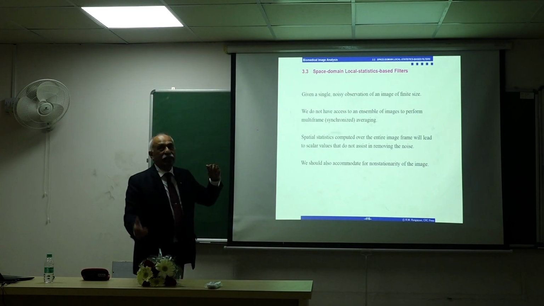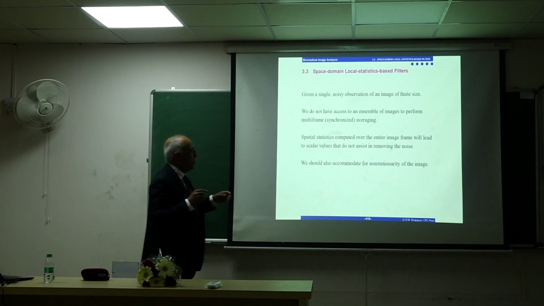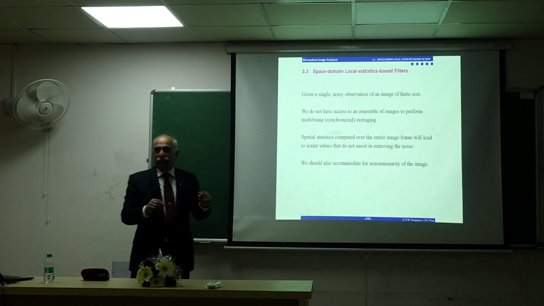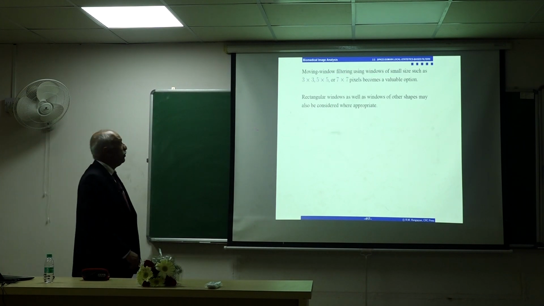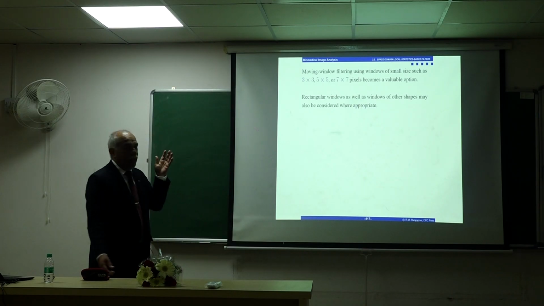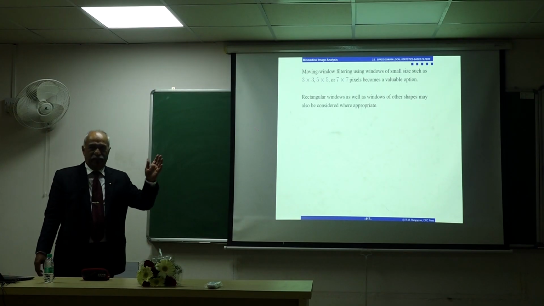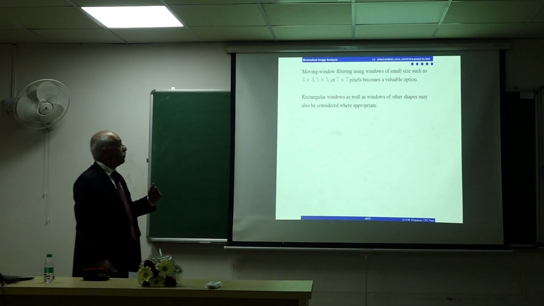But if you do that over the entire image, that doesn't help. You get one value, and that doesn't help. So we should accommodate for non-stationarity of the image too. So then you go for local statistics. A moving window filter uses windows of small size, typically squares: 3 by 3, 5 by 5, 7 by 7, but later on I'll show other types of windows.